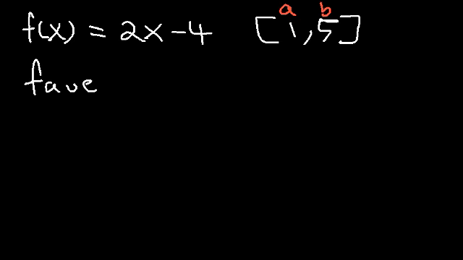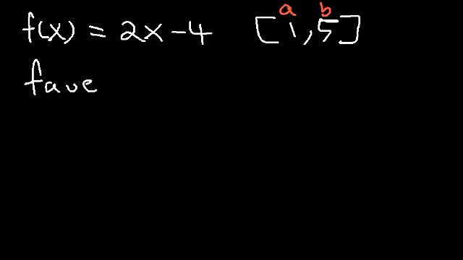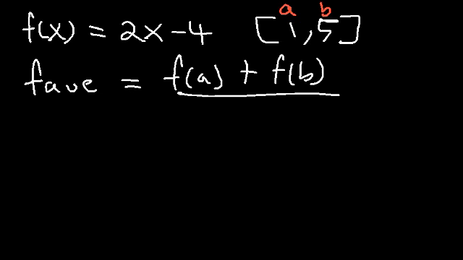Now it turns out that for a linear function, a function that increases or decreases at a constant rate, the average y value is also equal to the average value of f of a plus f of b, if it's a linear function. If it's not, then this won't be the case.